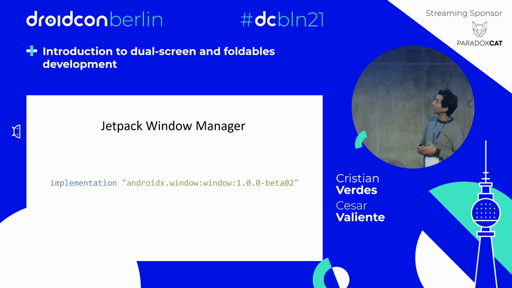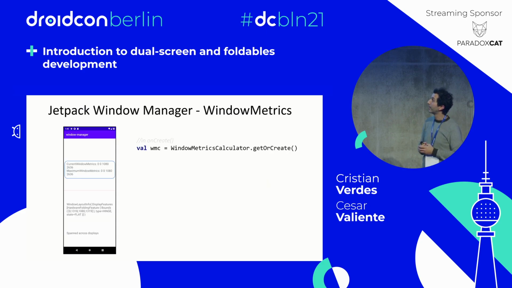But the current API is not going to change. And the basic functionality that we have seen is there and it's not going to change. OK, the first thing that we are going to see is how to get the window metrics. Getting the window metrics is actually pretty easy. What we have to do is just to get an instance using the window metrics calculator.